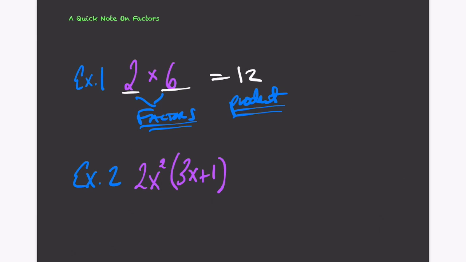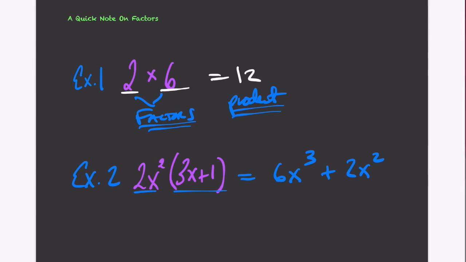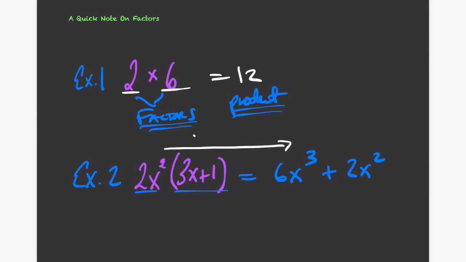One last thing though. What we did here, and we already did this in the last slide, is we multiplied each of these factors, 2x squared times 3x plus 1, and we got 6x to the third plus 2x squared. And the one thing I want to drive home before we get to the next slide is that when we move in this direction, we were multiplying.